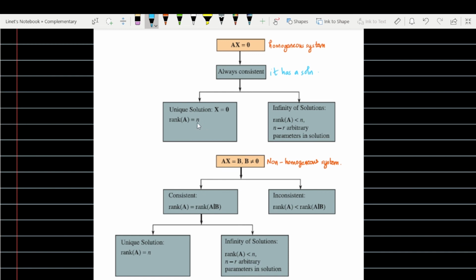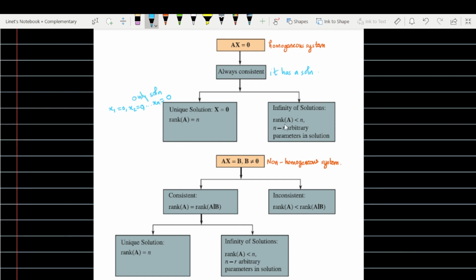There are two types of solution. One is that the rank of A is equal to n. Then it does have a unique solution, and the unique solution is nothing but x1 equal to 0, x2 equal to 0, etc., xn equal to 0. That is the only solution.